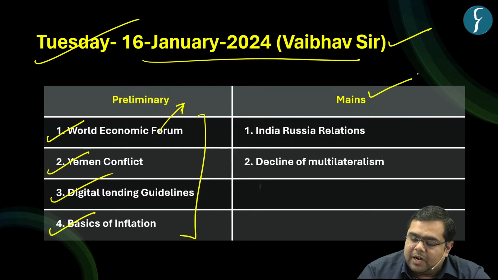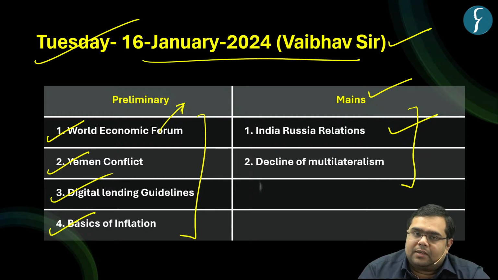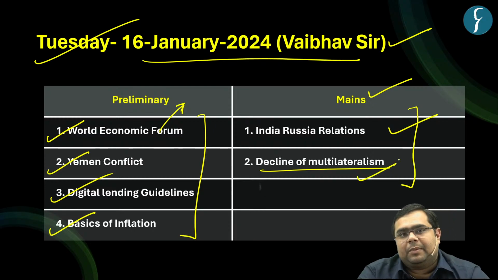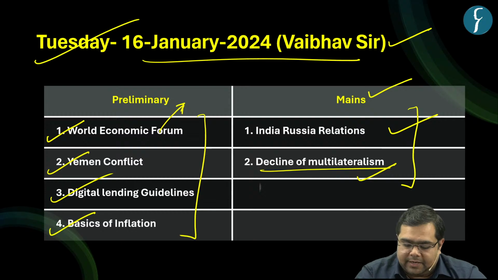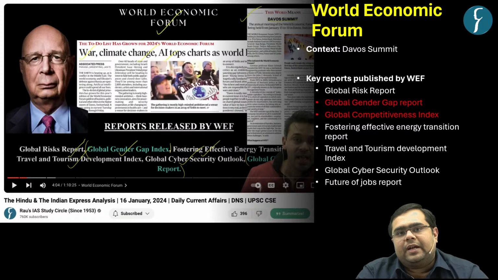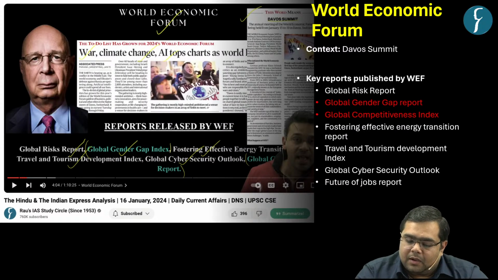Now from the mains standpoint, Vaibhav sir has taken two very beautiful and relevant topics. First one being the India-Russia relation. The context was Jaishankar's visit to Russia and the subsequent message that President Putin sent for Prime Minister Modi. And the second aspect for our mains preparation was the decline of multilateralism. So the first topic that we took that day was the World Economic Forum Davos summit.